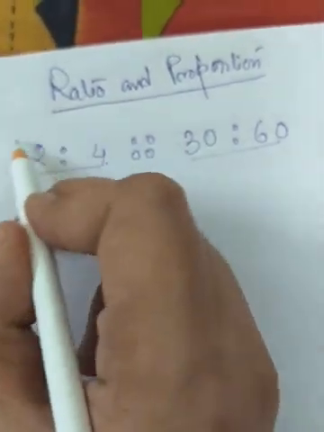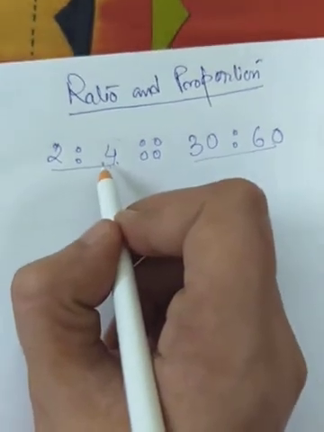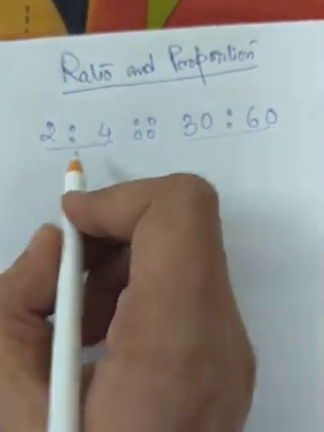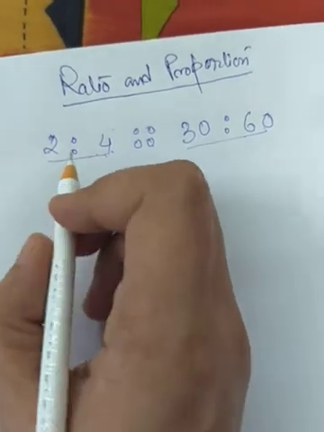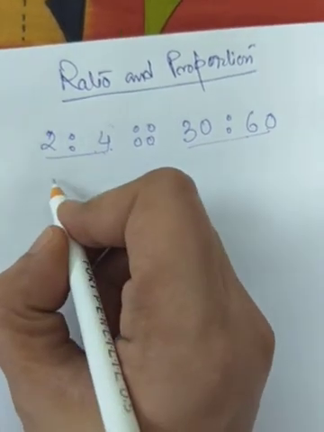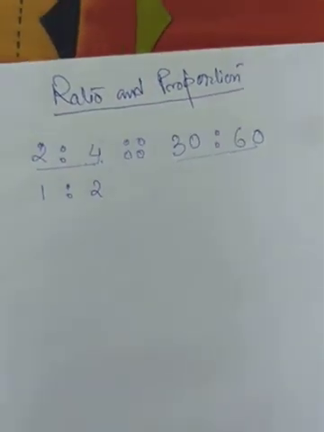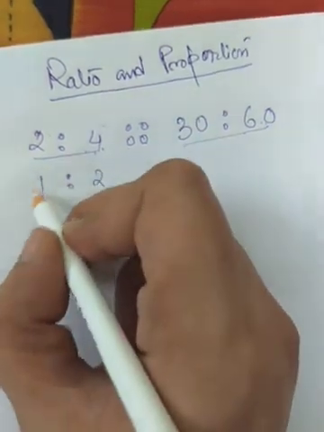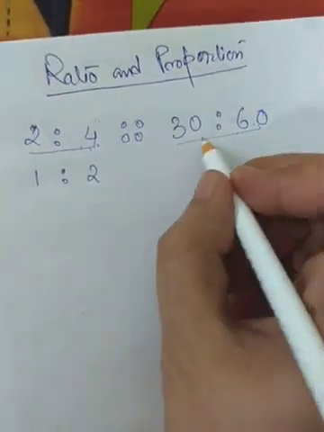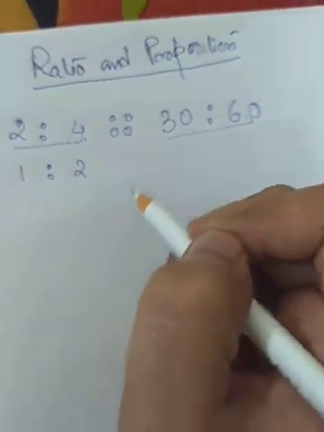First we calculate this ratio. If we try to convert this ratio into simplest form, we will get that both 2 and 4 come in the table of 2, and if we cancel, 2 1s are 2 and 2 2s are 4. Now let us see if these two will give the same solution or not. If they give the same solution, then they are said to be in proportion.